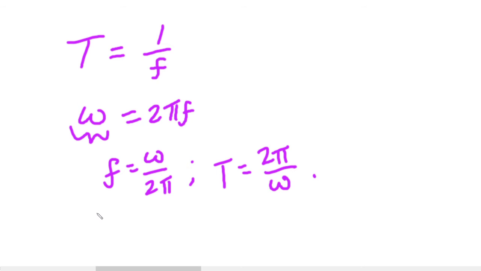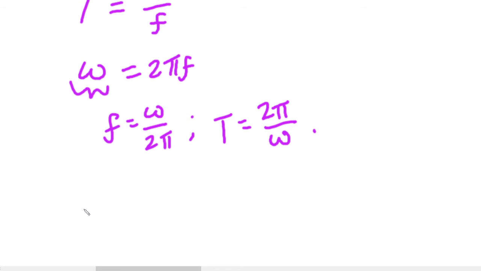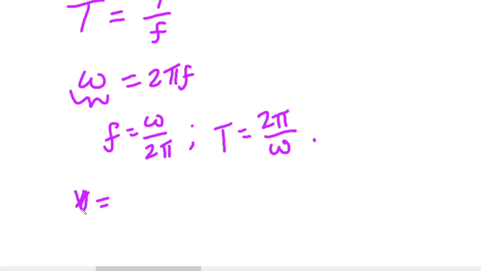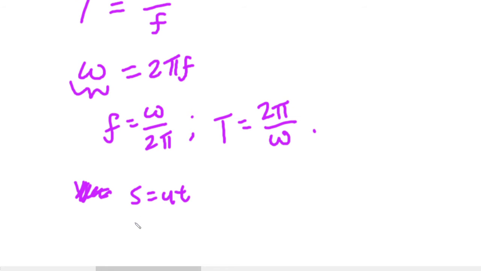t is 1/f, you can kind of think of it like a rearrangement of s is equal to ut, because in this case s is one oscillation. You move through one oscillation, and u is the speed in oscillations per unit time, or rather frequency, and t is the time taken to go through one oscillation, the period.